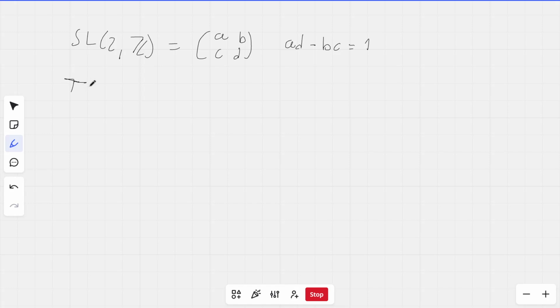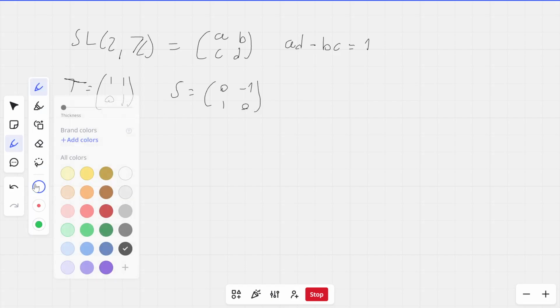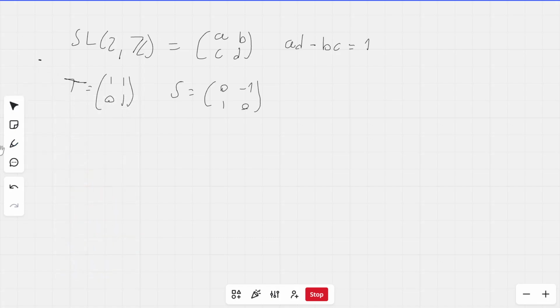T, which is this matrix, and S, this matrix. So first of all, you can verify that these matrices are indeed in the group SL2Z. And to get started, we're going to notice some properties about these matrices.